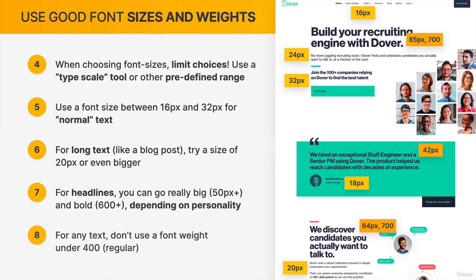Now, the final rule about using good font sizes and weights is to use a font weight that is not under 400. So if you go below 400, that would be light or really light text, and that is then hard to read. So just don't go below 400, which is basically a regular font weight.